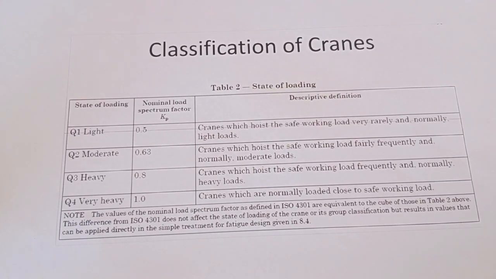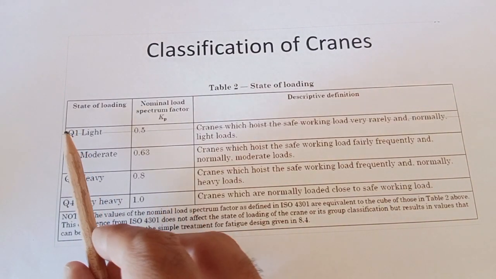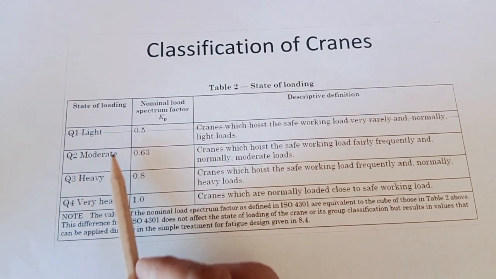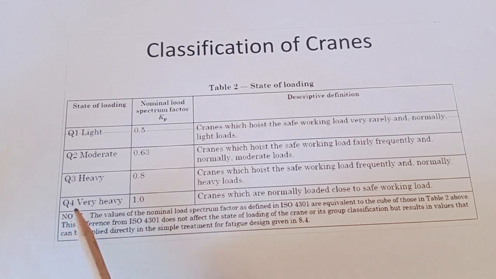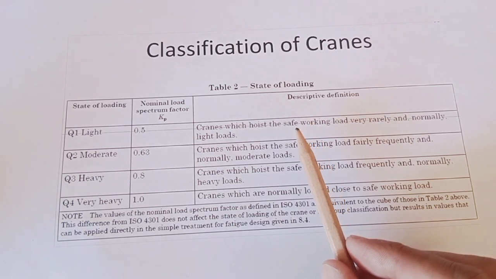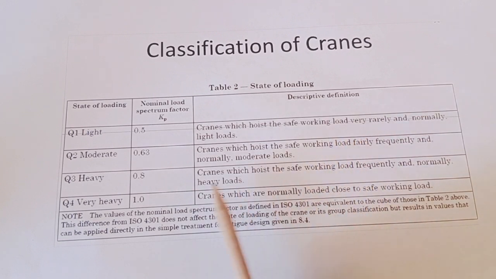We have a classification of cranes based on the load values and how big they are compared to the safe working load or the capacity of the crane. If we have Q1 to Q4, Q1 is considered light, Q2 moderate, Q3 heavy, and Q4 very heavy. For Q1, the load is far from the safe working load, from the capacity, and it is normally very rarely used with light loads. For very heavy, the crane is normally loaded close to the working capacity, and it is frequently used.